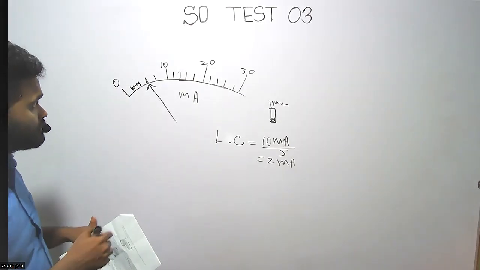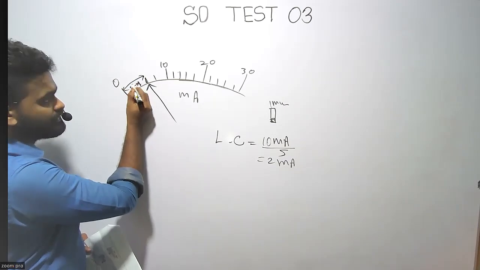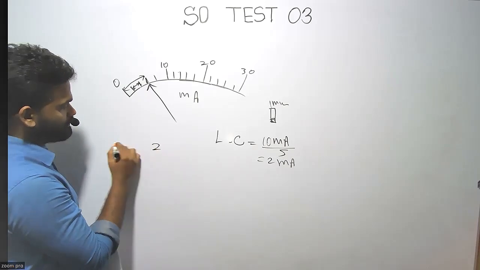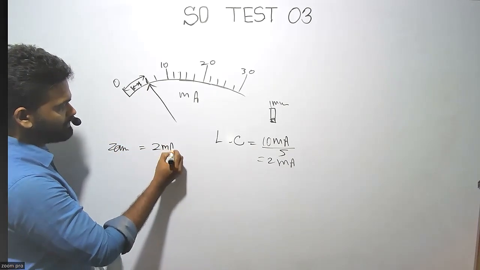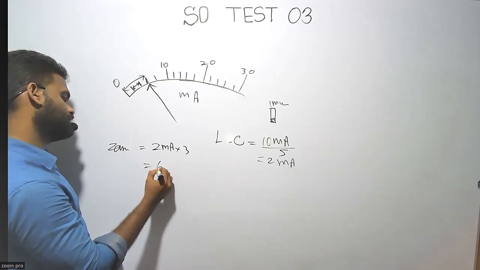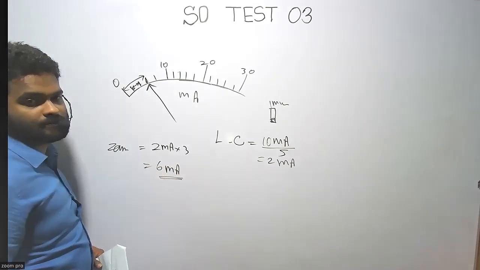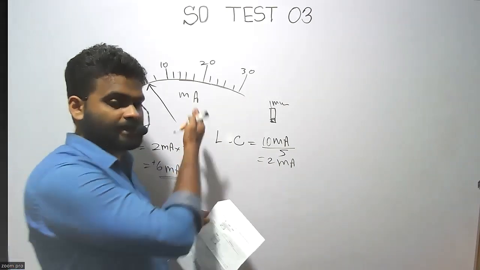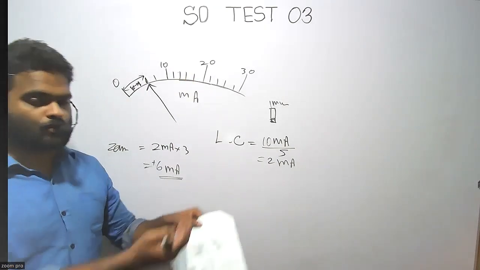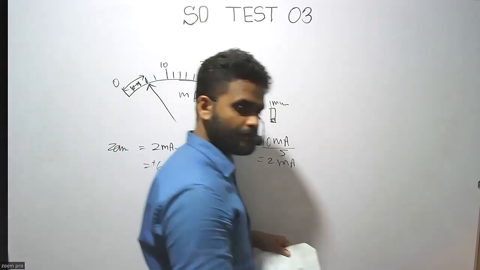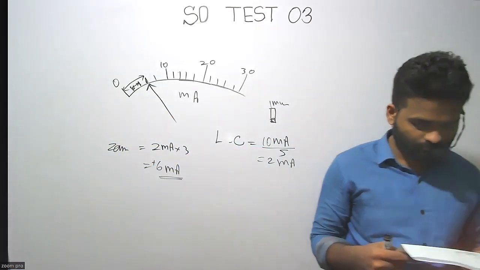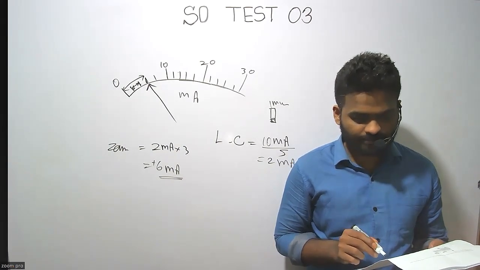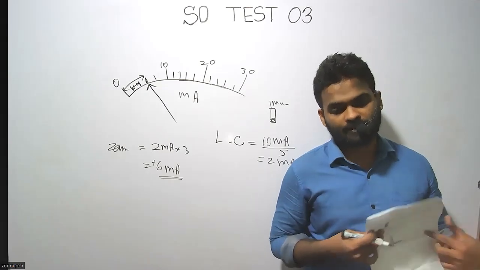Then zero. So what's the zero error? From here to here it is the zero error. How much is the length? 1, 2, 3. How many parts? 3 parts. So it is 6 milliamperes. As you can see here, this is a positive zero error, right? So whenever you take a measurement from this milliammeter, you always have to subtract this zero error. So the answer is the fourth one, 6 and 2.